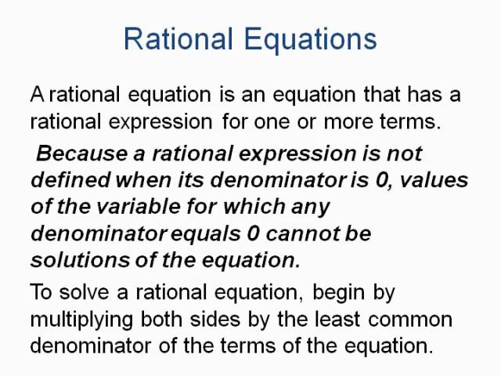And in this graphic, we're going to show that a rational equation is an equation that has a rational expression for one or more terms. Now, again, these are going to be fractions. Because a rational expression is not defined when its denominator is 0, values of the variable for which any denominator equals 0 cannot be solutions of the equation. So to solve a rational equation or fractional equations, and we've learned this in earlier parts again, begin by multiplying both sides of the equation by the least common denominator of the equation.